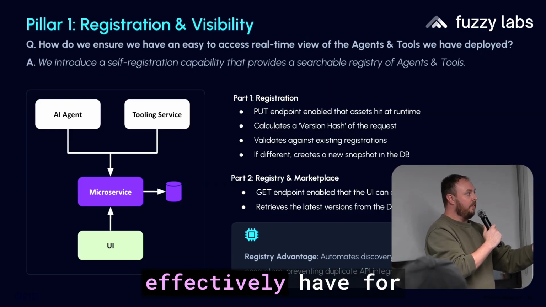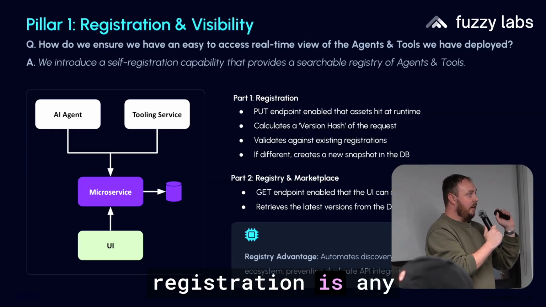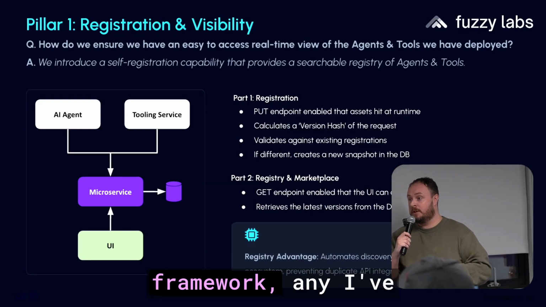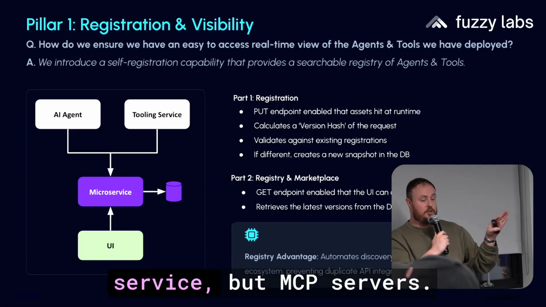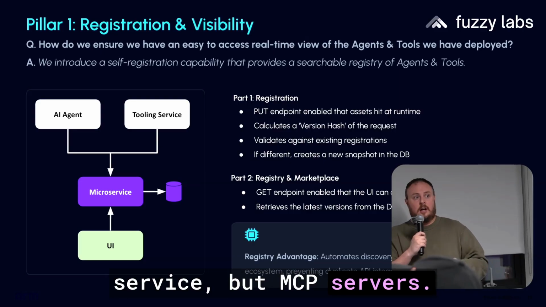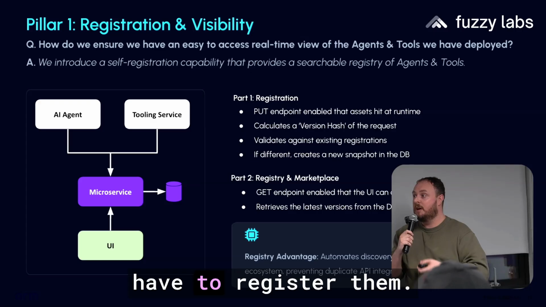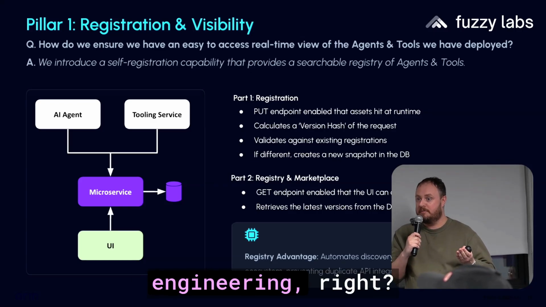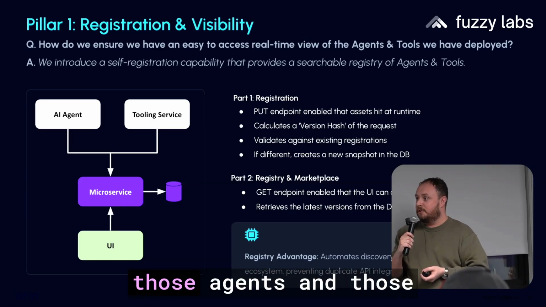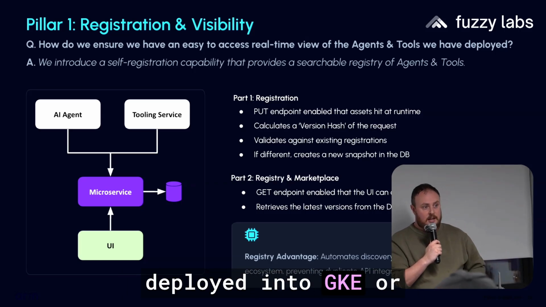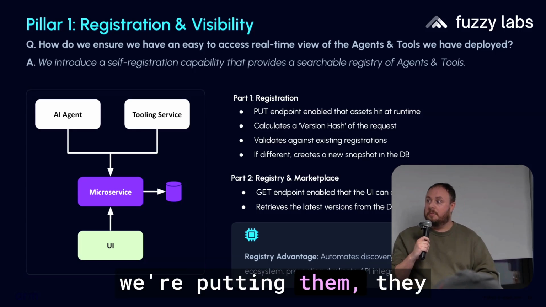The solution that we effectively have for registration is this: any AI agent that we build, regardless of the framework, and I've called them tooling services, but MCP servers, anything that we build there, we have a common mechanism to register them. And it's really simple software engineering, right? We put an endpoint for those agents and tooling services to hit.